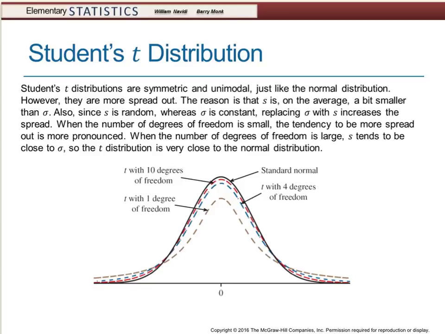So as n increases, the t-distribution becomes more and more normal. And technically, when n gets greater than 300, typically, our distribution gets very close to being standard normal.